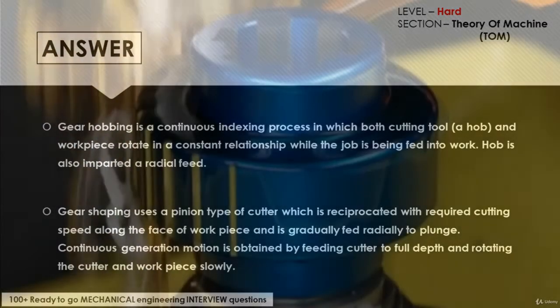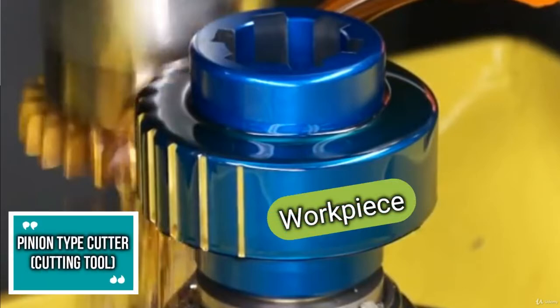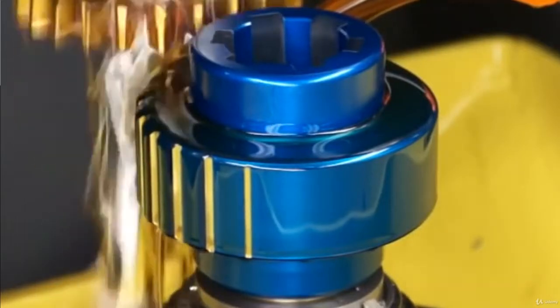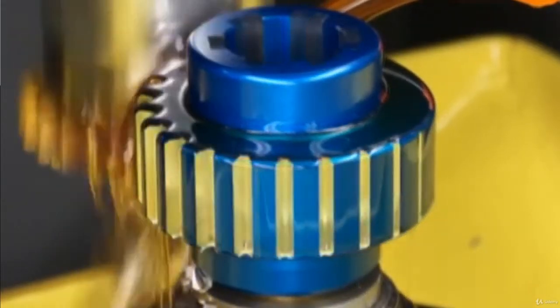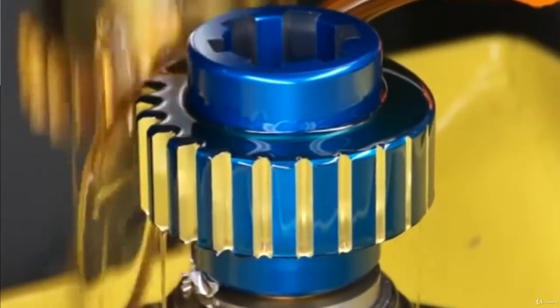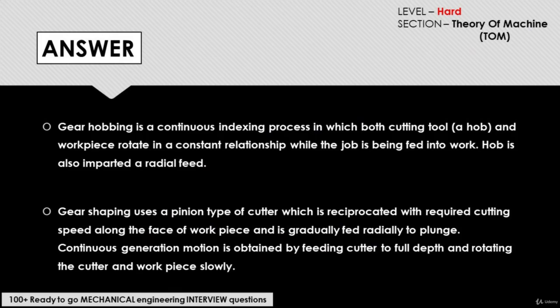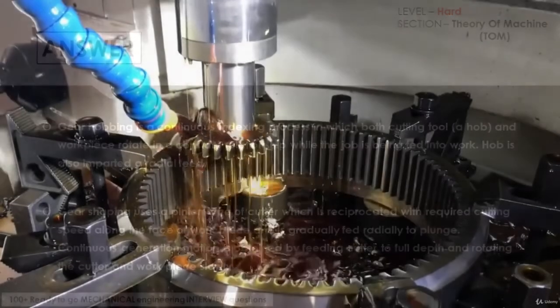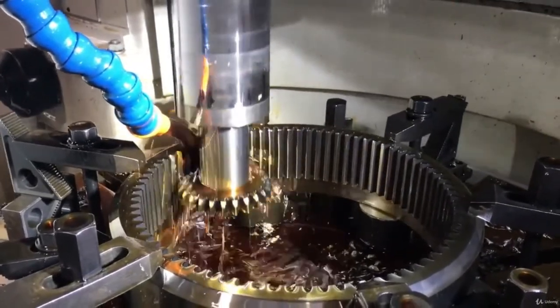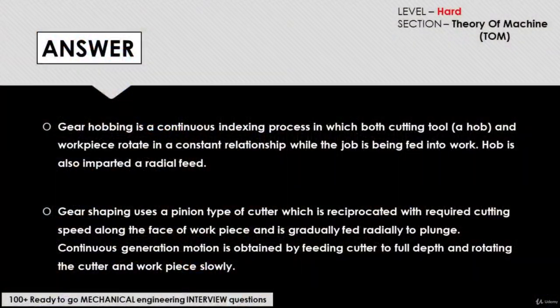Gear shaping, on the other hand, uses a pinion type of cutter, which is reciprocated with required cutting speed along the face of the workpiece and is gradually fed radially to plunge. Continuous generation motion is obtained by feeding the cutter to full depth and rotating the cutter and workpiece slowly.